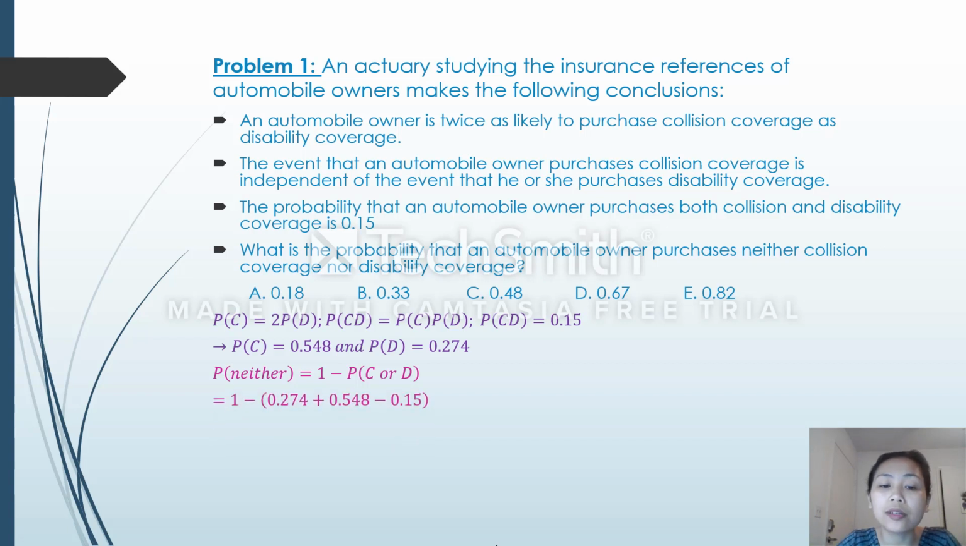So that is 1 minus, where 0.274 is probability of D, 0.548 is probability of C, and 0.15 is probability of C and D. And from here, after some calculation, it's simply 0.328, and we round it to 0.33, and the answer is B. So this is a very simple question.